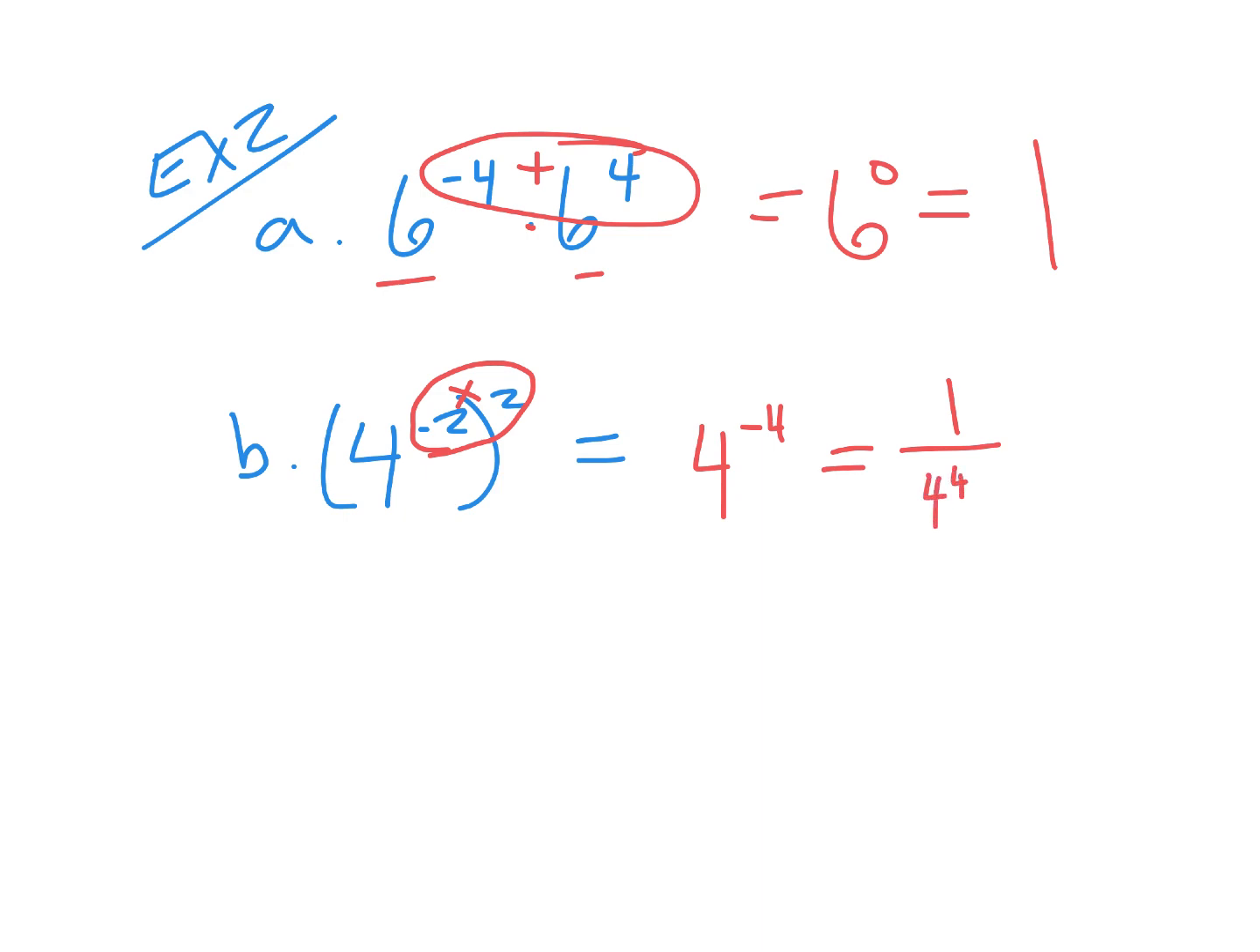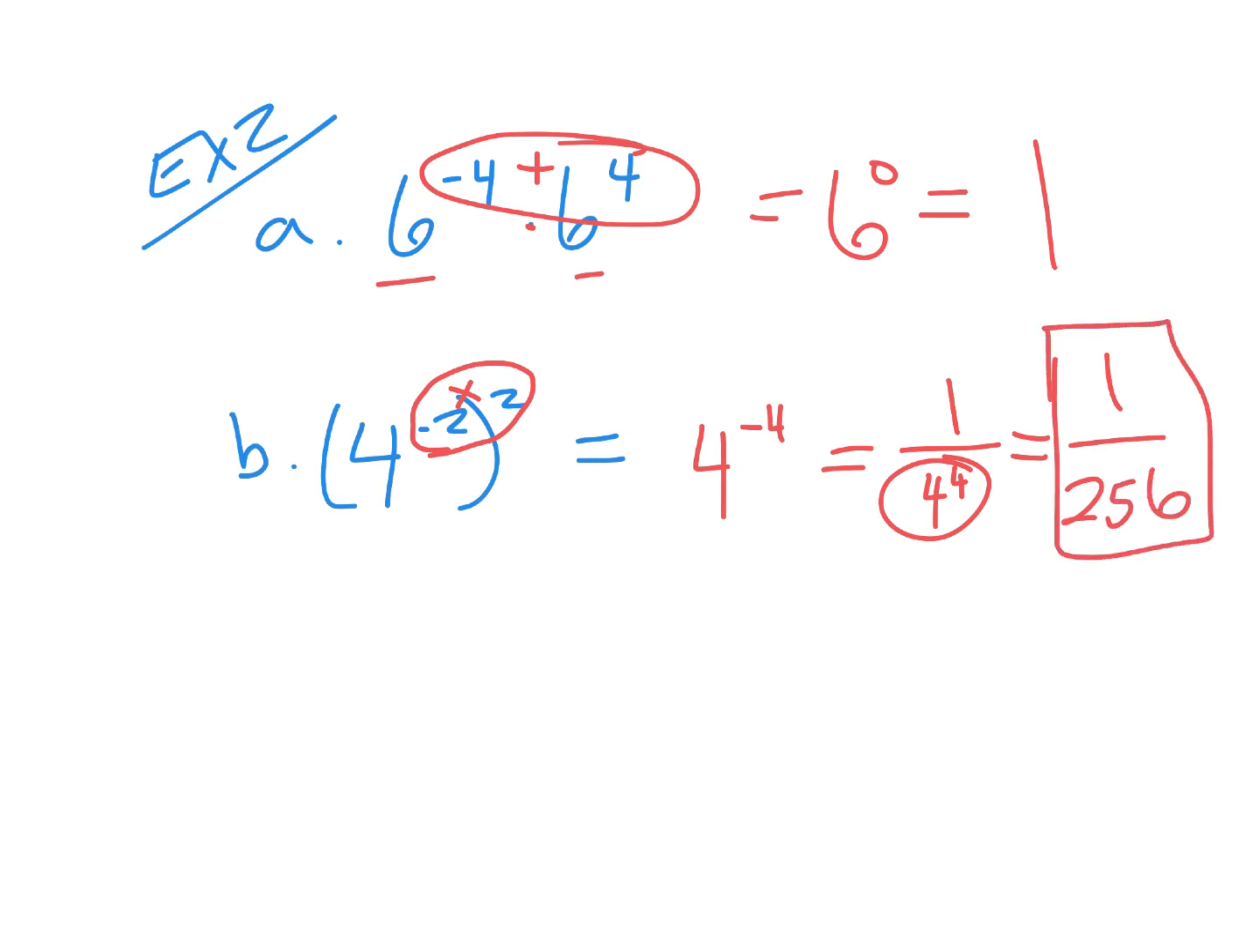That 4 is hard to read. There we go. Okay, and then the last thing you do is actually solve 4 to the power of 4. So you get 1 over 256. And you can do that on your calculators. 4 to the power of 4.